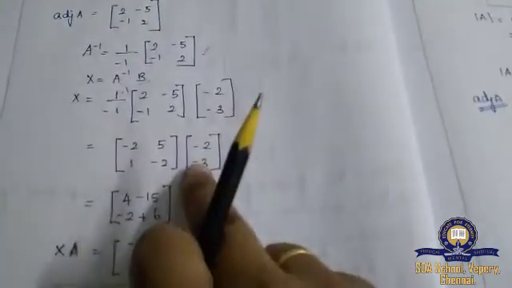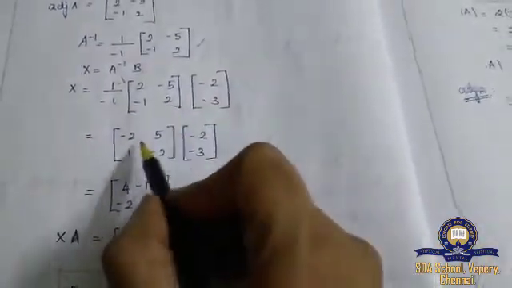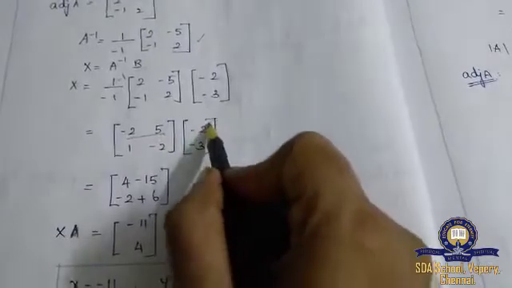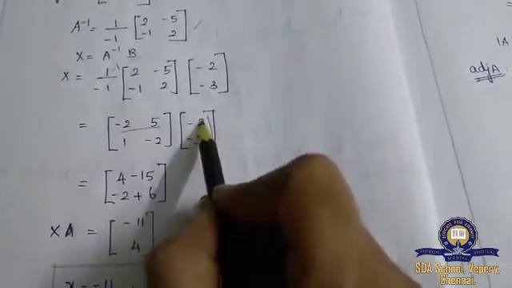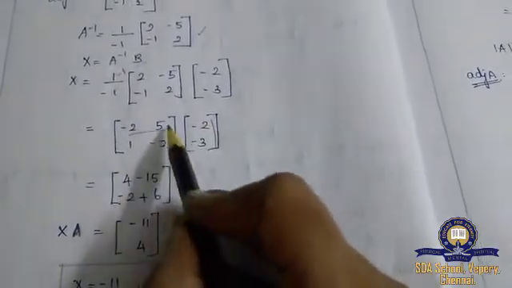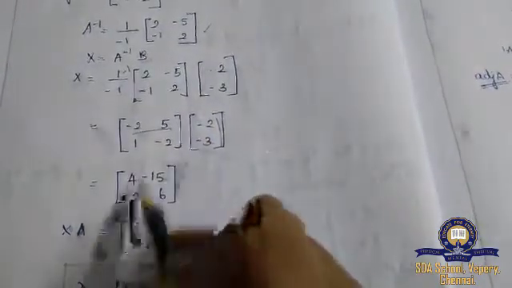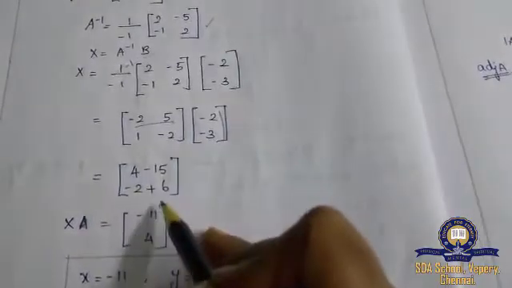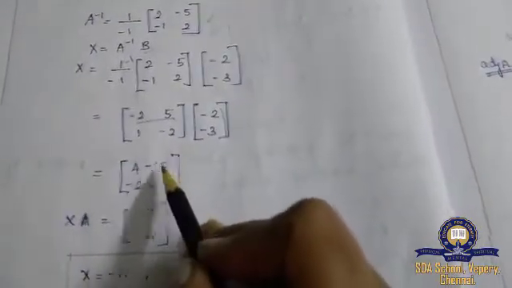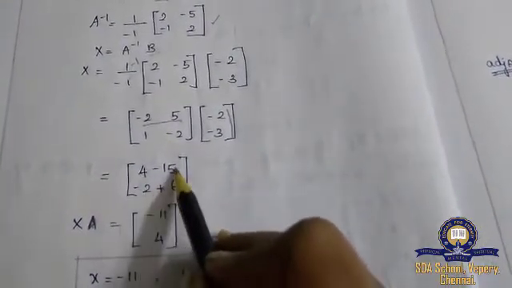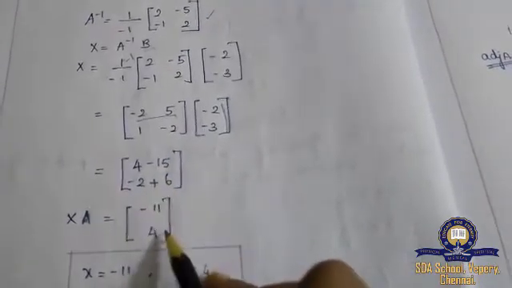So now what you should do is multiply the values, normal multiplication, row with column. So minus 2 into minus 4 is what? Plus 4. And 5 into minus 3 is minus 15. 1 into minus 2, minus 2. Minus 2 into minus 3, plus 6. After that I'm going to solve the values. So 4 minus 15 is minus 11. Minus 2 plus 6 is 4.